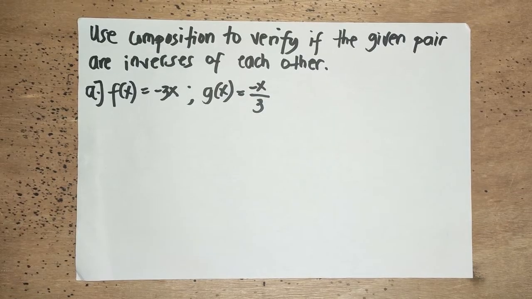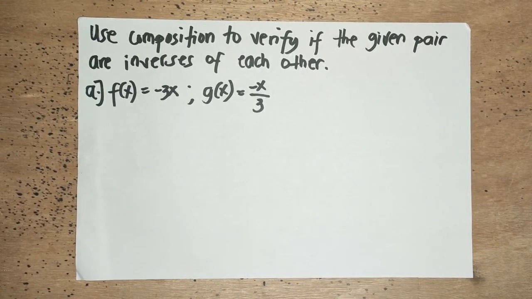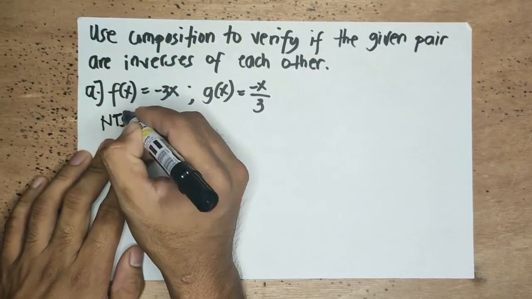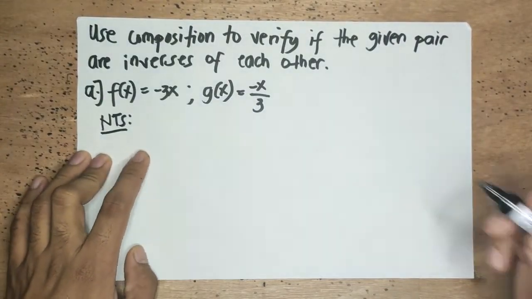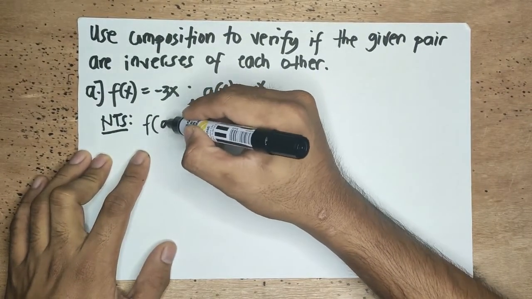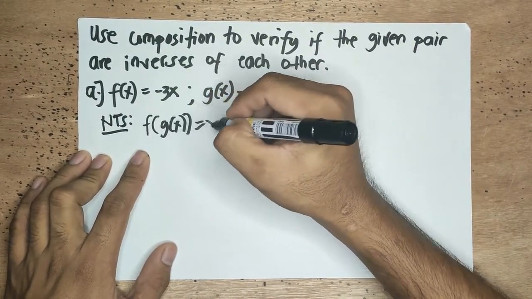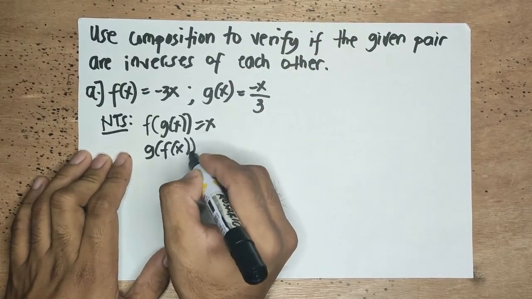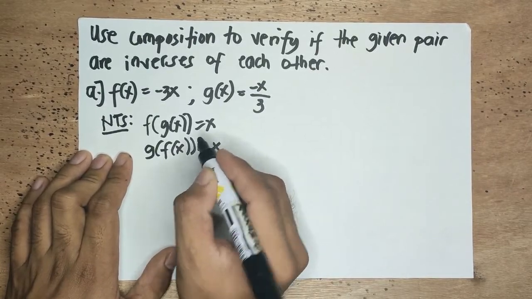So in this example, we use composition to verify if the given pair are inverses of each other. So the first item, f of x is equal to negative 3x and g of x is equal to negative x all over 3. So para makasiguro tayo na yung dalawa ay inverses ng isa't isa, we need to show, NTS stands for need to show, that f of g of x is equal to x and g of f of x is also equal to x.